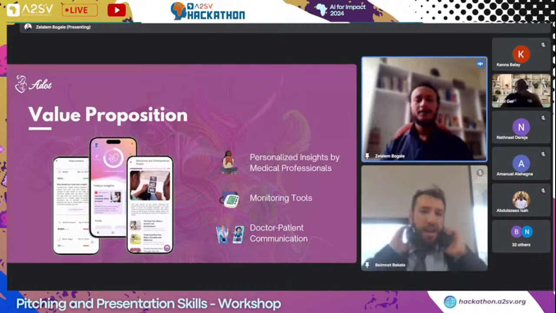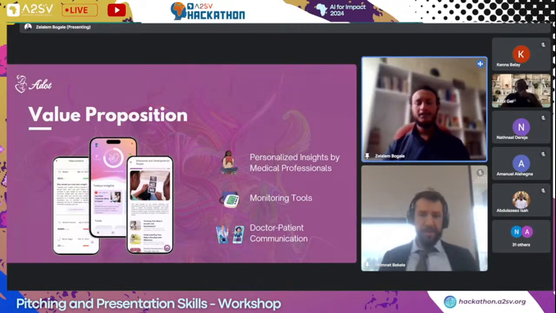Moving on, we've also added a value proposition slide. A value proposition is different from a solution. What is the difference between these two? For example, let me give you an idea.